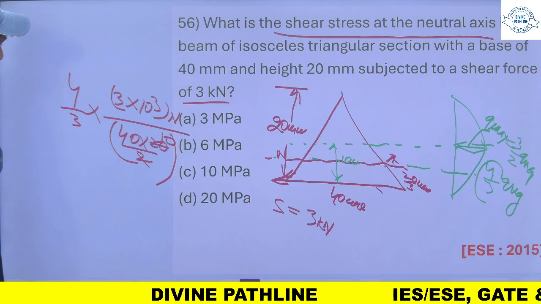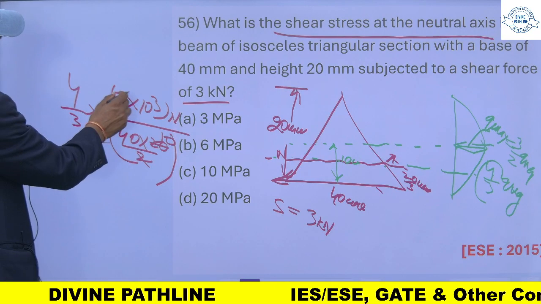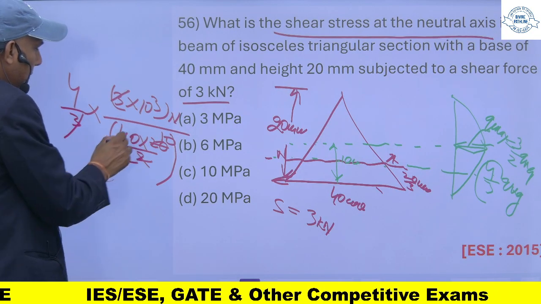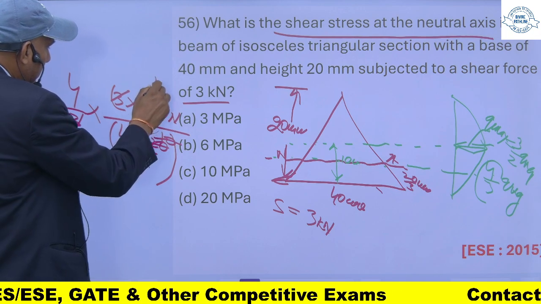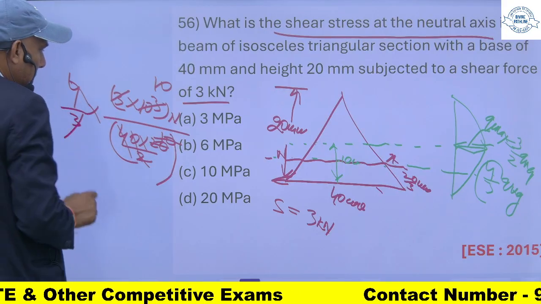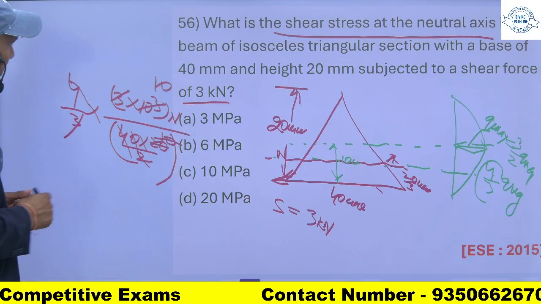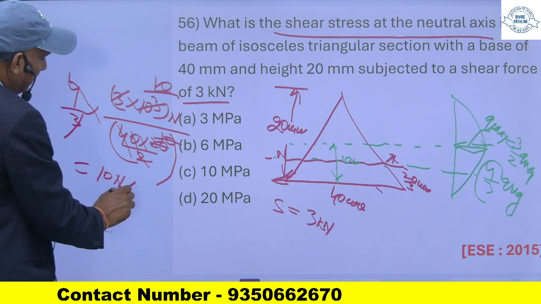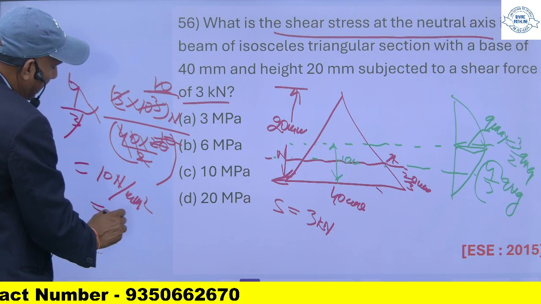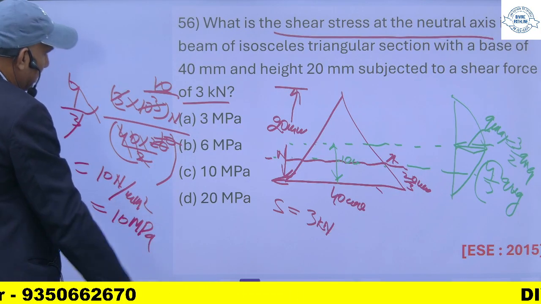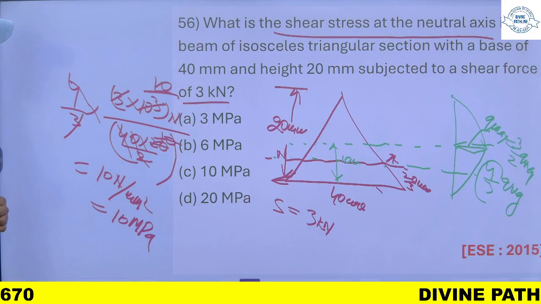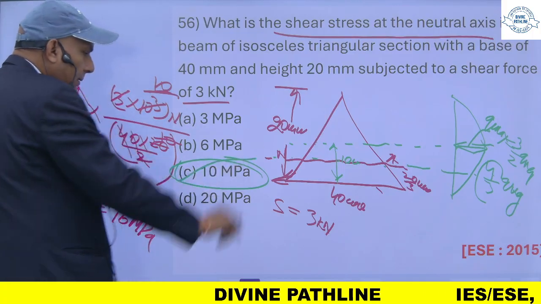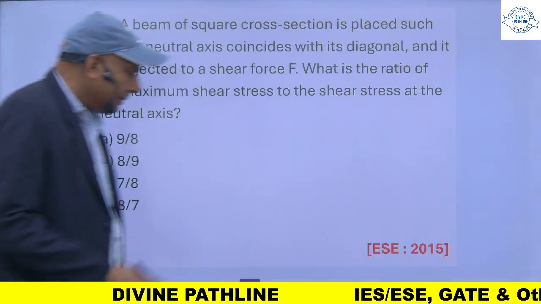So now this becomes 10 Newton per mm square, means 10 megapascal. 1 Newton per mm square is equal to 1 megapascal. So this is 10 megapascal. So this is the correct answer.